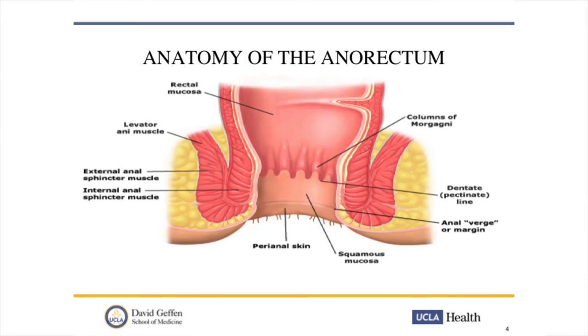The anal canal is divided by the dentate line, or the pectinate line, as you may have been taught, and that overlies the transitional point from glandular or columnar epithelium to the epidermis itself.